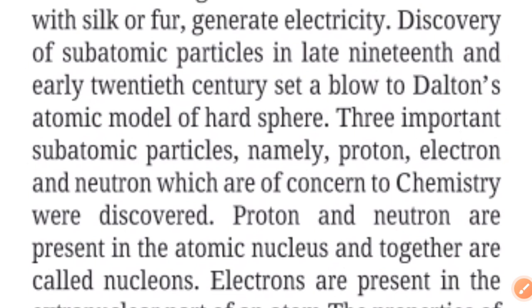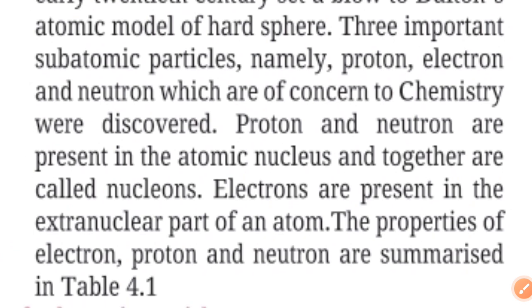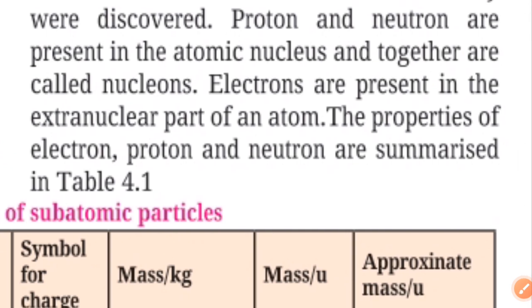Three important subatomic particles, namely proton, electron, and neutron, which are of concern to chemistry, were discovered. Protons and neutrons are present in the atomic nucleus and together are called nucleons. Electrons are present in the extranuclear part of an atom. The properties of electron, proton, and neutron are summarized in Table 4.1.